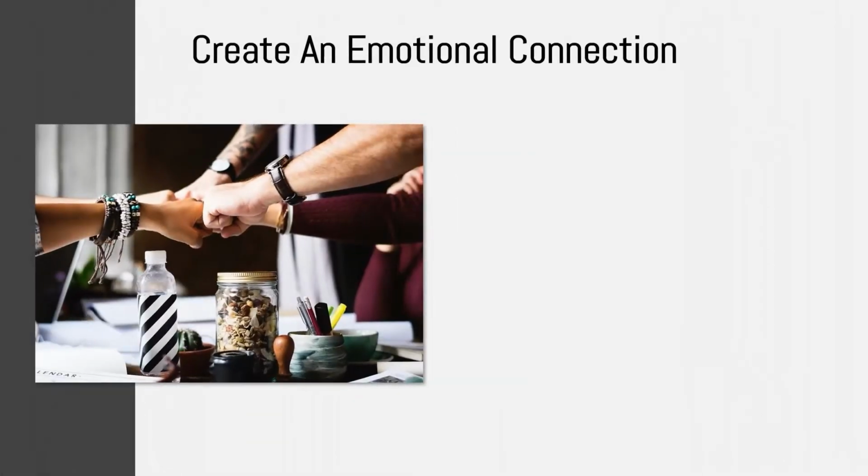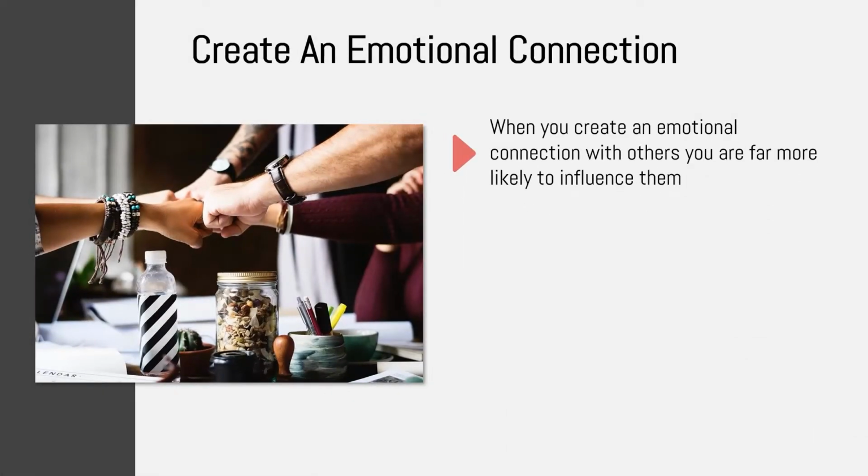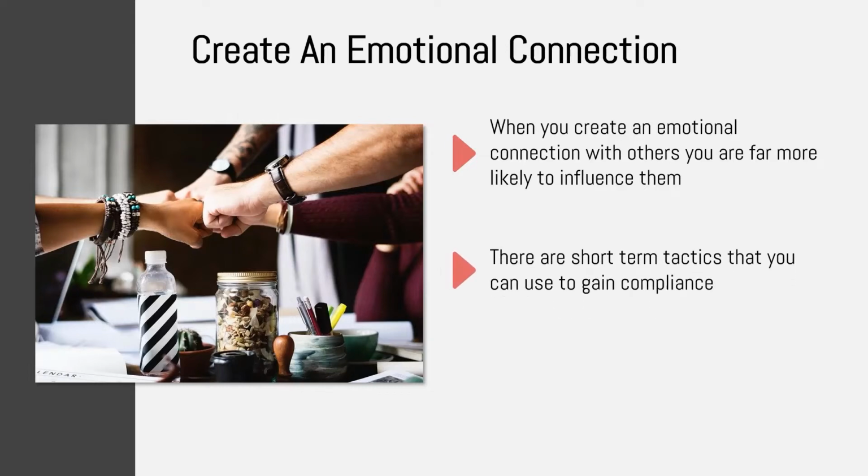Create an emotional connection. When you create an emotional connection with others, you are far more likely to influence them. Being able to build a relationship and trust with others is essential. Doing this will enable you to have more success with obtaining an internal commitment. That commitment will exist over the long term. There are short-term tactics that you can use to gain compliance. There is no emotional connection required with these tactics. You can try manipulating people, coercing them, reasoning with them, and so on. But these tactics do not have long-lasting impact.